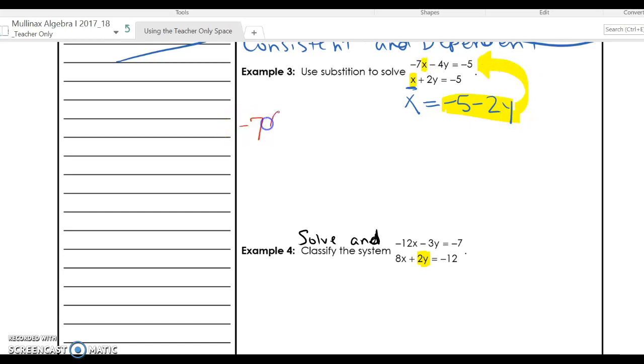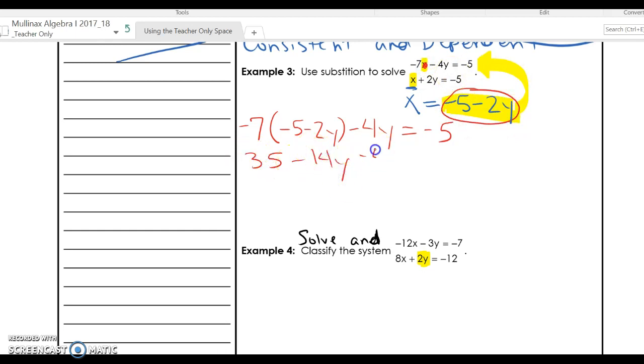So I would have negative 7 times all of that, negative 5 minus 2y. Bring down everything else the same as it is. The only thing I did was take out the x and put what x equals in its place. Solve. 35 minus 14y minus 4y. Simplify by combining like terms. 35 minus 18y equals negative 5. Subtract 35 on both sides. Negative 18y equals negative 40.